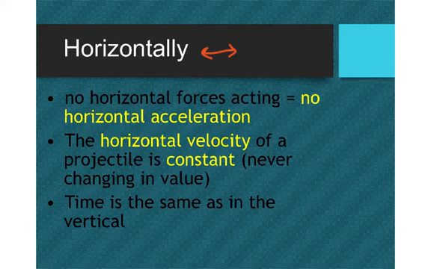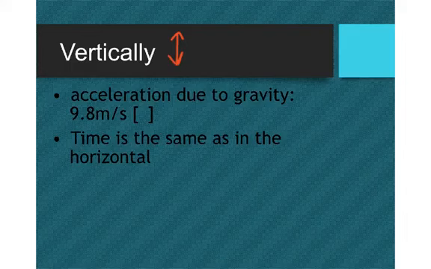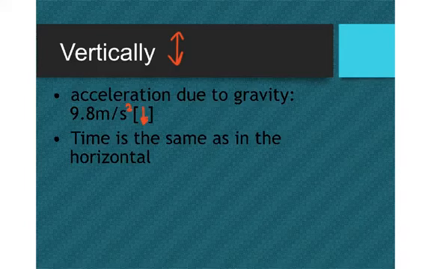Time is going to be the same in the horizontal and the vertical because, of course, when I throw a ball and it lands on the ground, it hits the ground at the same time no matter whether I look at it horizontally or vertically. So in the vertical, gravity is going to be 9.8 meters per second squared down. That's a constant, and that's its acceleration. And just as I mentioned, the time will be the same in both the horizontal and the vertical components of projectiles.